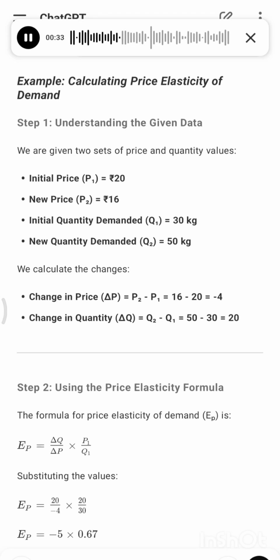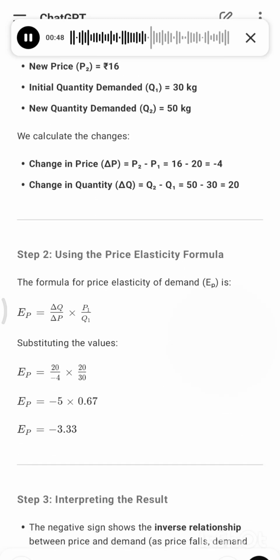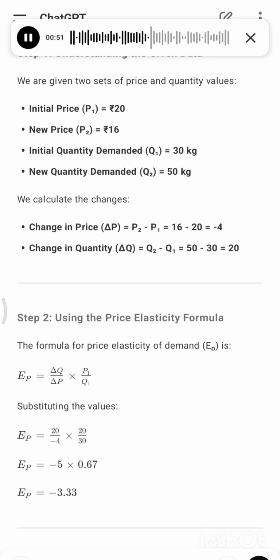Step 2, using the price elasticity formula. The formula for price elasticity of demand, EP, is EP equals (delta Q divided by delta P) times (P1 divided by Q1). Substituting the values, EP equals 20 divided by minus 4, times 20 divided by 30. EP equals minus 5 times 0.67. EP equals minus 3.33.